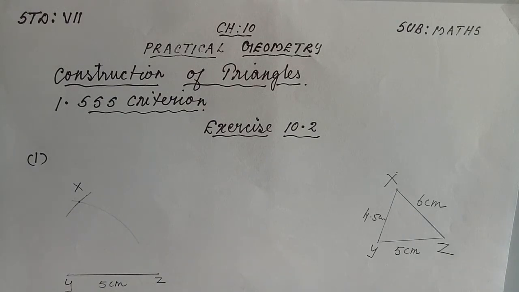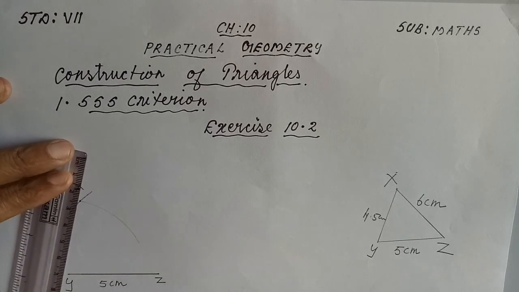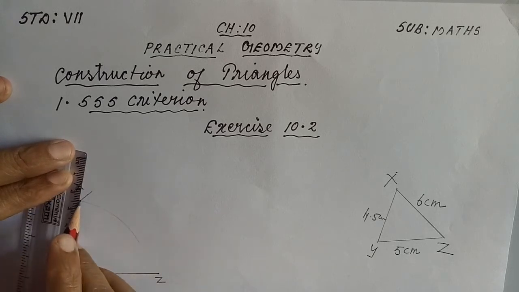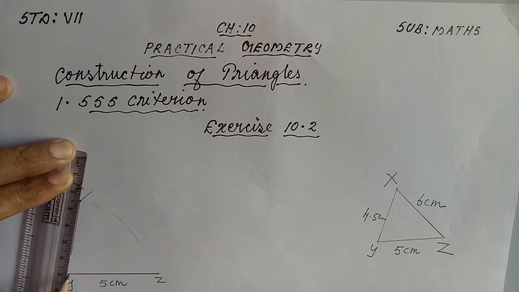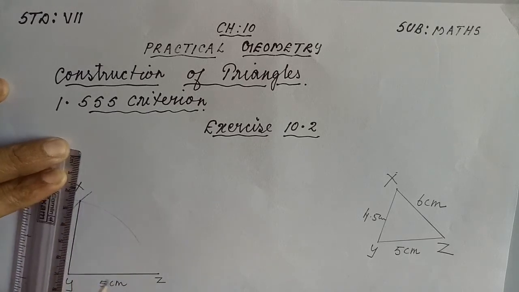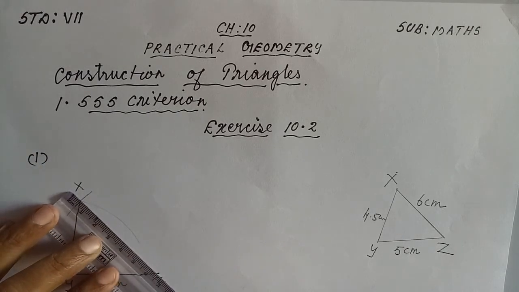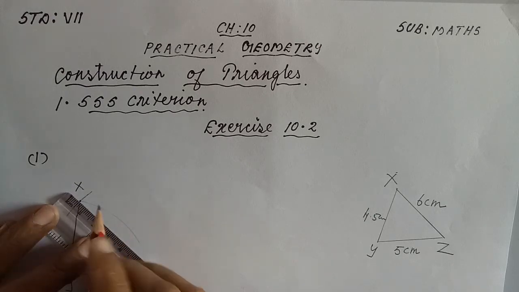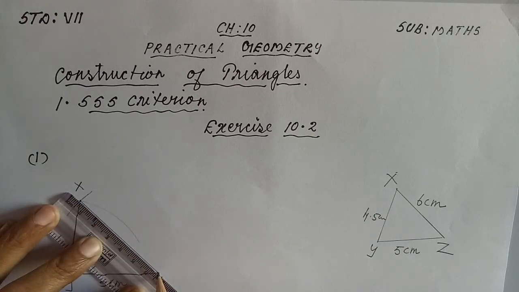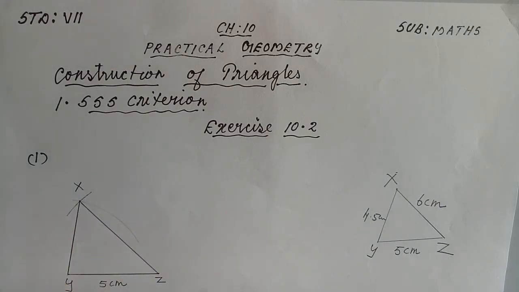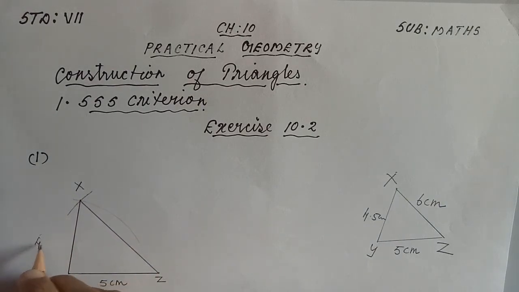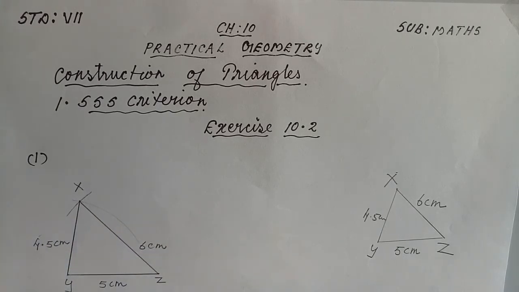Now next, join XY and XZ. Then you will get the required triangle. XY, 4.5 centimeter, and XZ, 6 centimeter. So XYZ is the required triangle.